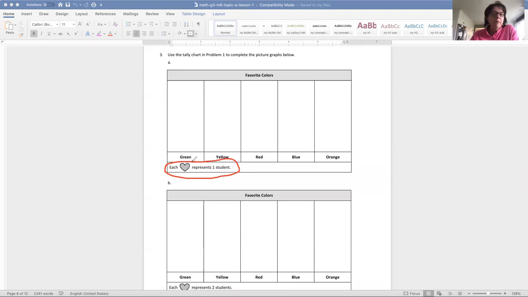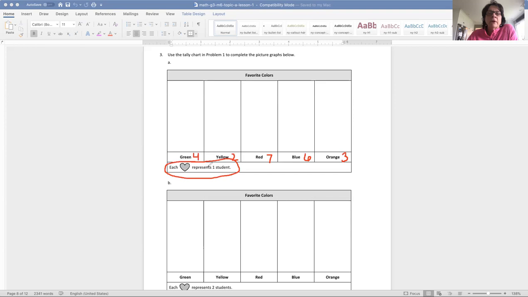And to help me out, because I don't have my tally chart in front of me anymore, I'm going to write the numbers. Green had 4 votes. Yellow had 2 votes. Red had 7 votes. Blue had 6 votes. And orange had 3 votes. And that will help me because I no longer have my chart in front of me, and yours is probably on the opposite side of your paper.